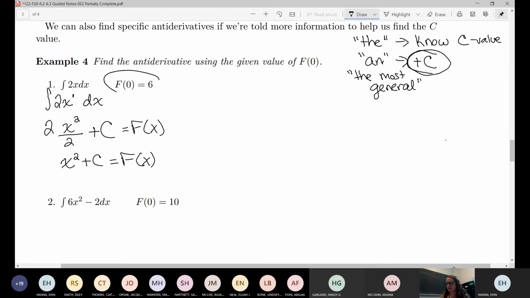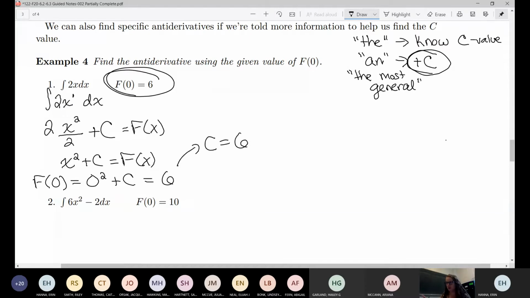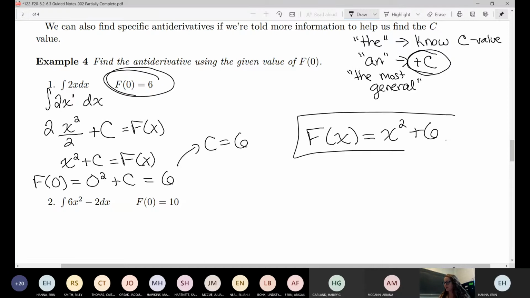Now the thing that's different with these ones is they give us information to tell us that when we plug in 0 to the antiderivative, we should get 6. So if we let x be 0, we should get 6, which leads to C being 6, which is a coincidence. I'll talk more about that in a second. So the antiderivative that we want here is x squared plus 6 specifically. We did the same thing we were doing the other day where we found the general antiderivative with plus C, but now we're taking this extra bit of information and plugging it in to find the C value that we want.